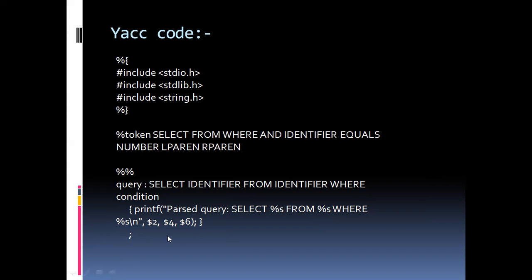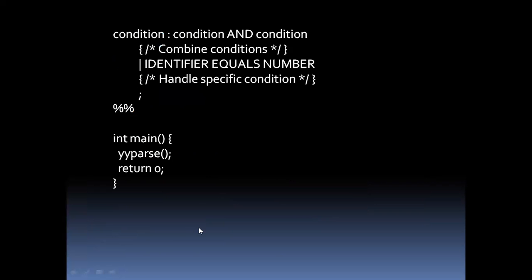Here the conditions are given, that is printf("Parsed query: SELECT %s FROM %s WHERE %s\n"), and these are the values that are assigned to it. Now afterwards, another condition is condition AND condition. This is the ampersand. This is the comment line: combine the conditions. We are going to combine the conditions, so we give OR, this is OR, and IDENTIFIER EQUALS NUMBER. So it will handle the specific condition. To handle the specific conditions, we give this combination of conditions.